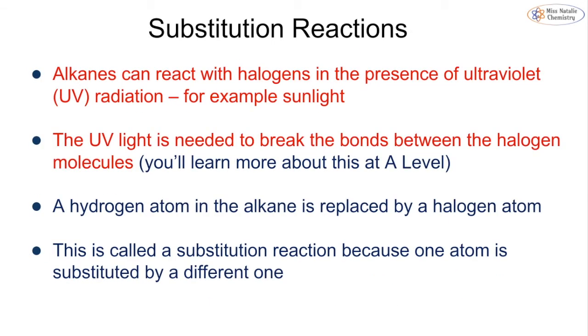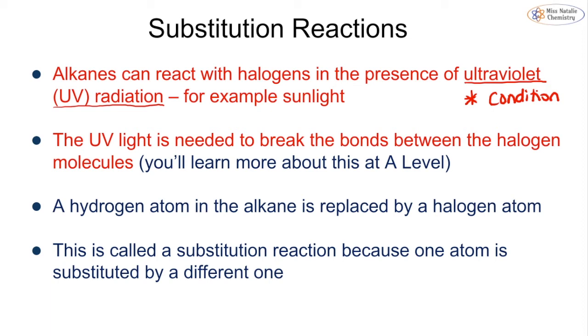Now, the second reaction that you have to know for the alkanes are substitution reactions. So despite the alkanes being quite inert, they can actually react with halogens in the presence of ultraviolet or UV radiation. This is a very key thing to know because this is the condition that we need in order for the reaction to occur, and it is a very common exam question. If you do not have UV light or sunlight, this reaction will not take place.